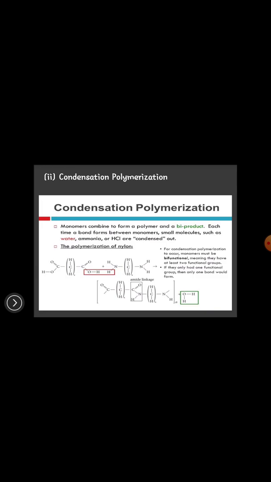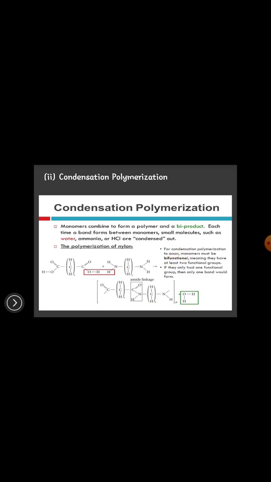These are condensed out byproducts. When the monomers combine together, they remove something like water, ammonia or HCl. This condensation polymerization occurs when the monomers must have bifunctional.